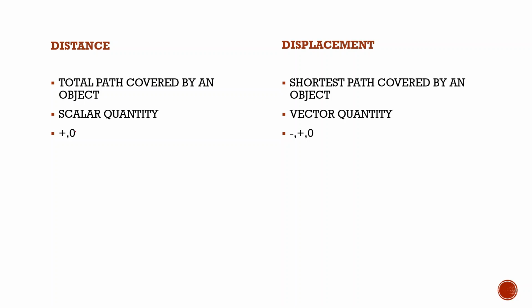So every time when they ask you to write the difference of displacement, distance or anything vector or scalar, the main thing you're going to write is its definition. So distance is the total path covered by an object, whereas displacement is the shortest path covered by an object. Distance is a scalar quantity, displacement is a vector quantity. Distance is measured in positive and zero. Displacement can be negative, positive or zero. So if you move forward, the measure will be taken as positive. When you move backward, the measure is taken as negative.